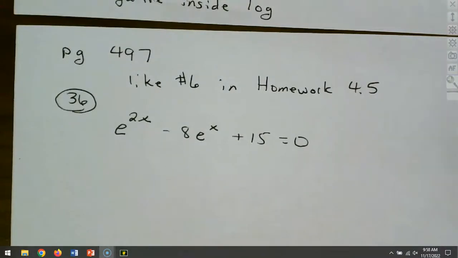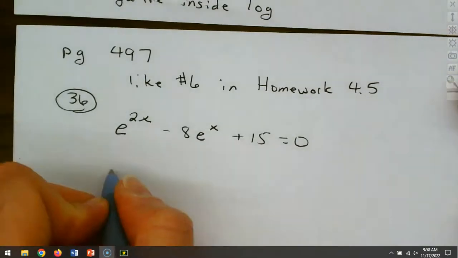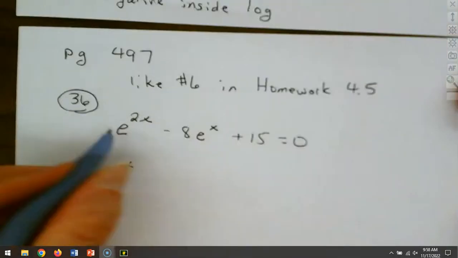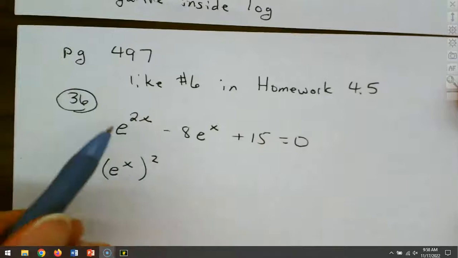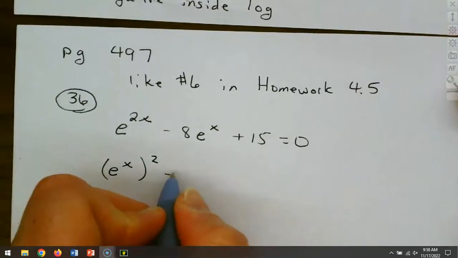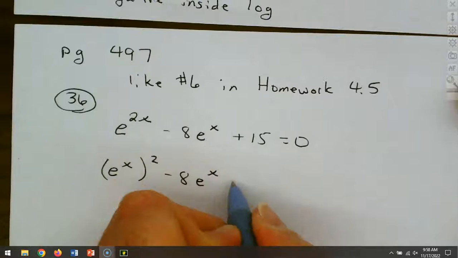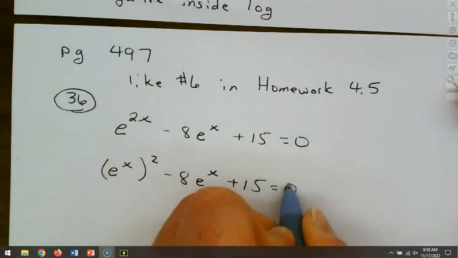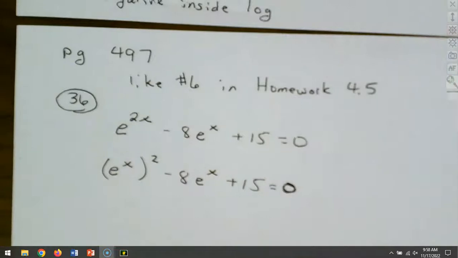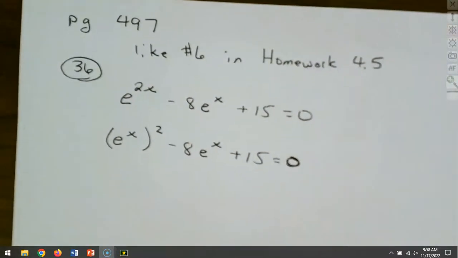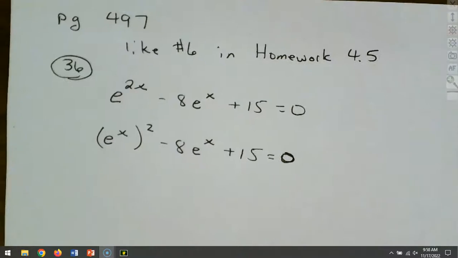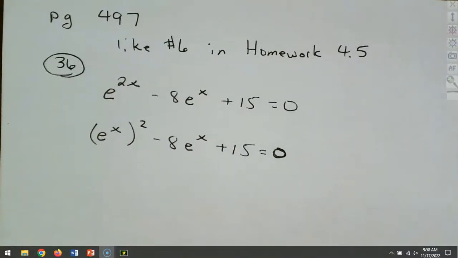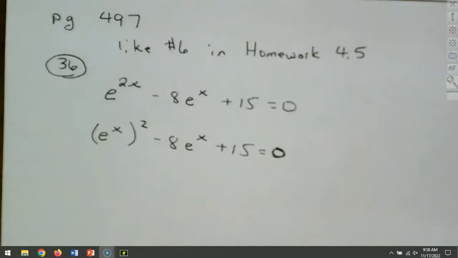Now, what I can do is I can rewrite this and I can change things around a bit. I'm going to rewrite this as e to the x quantity squared, and we'll see why. We can rewrite that with our rules of exponents, minus 8 e to the x plus 15 equals 0. Now, we can either use a substitution or we can just directly factor it. I'm probably going to use a substitution because I think it might be a little bit easier to visually see.